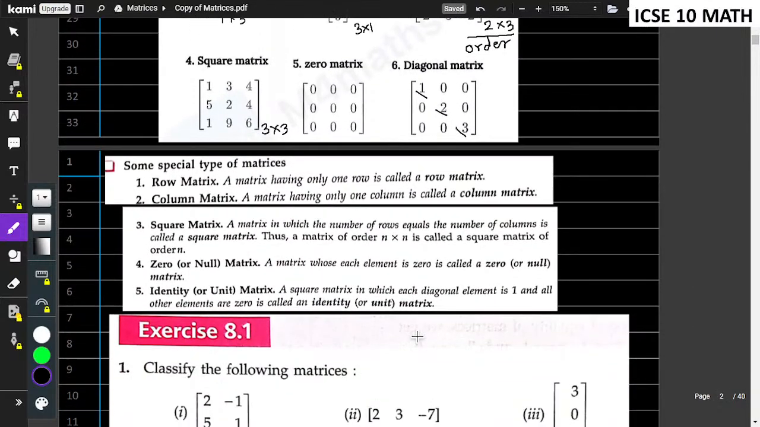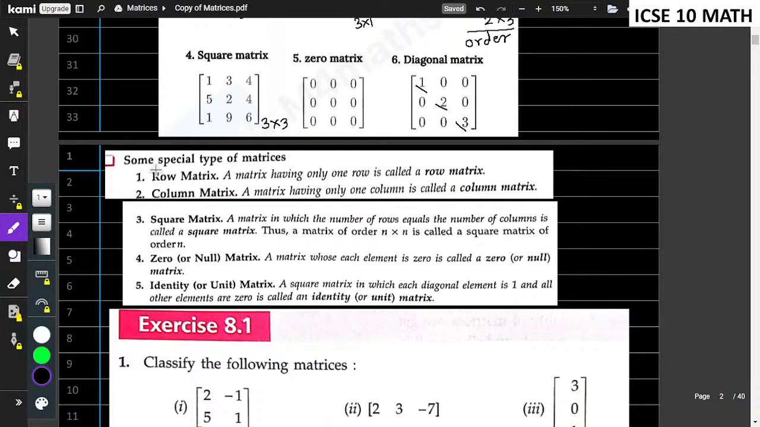Let's go ahead. So till now we have seen the types of matrices: row matrix, column matrix, square matrix. A matrix in which the number of rows is equal to the number of columns is called a square matrix. Then the zero or null matrix: a matrix whose each element is 0 is called a null matrix or zero matrix. And there is one thing called the identity matrix. An identity matrix is a square matrix in which each diagonal element is 1, just like we have this diagonal matrix.